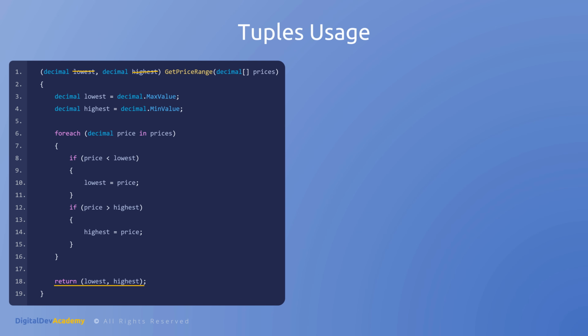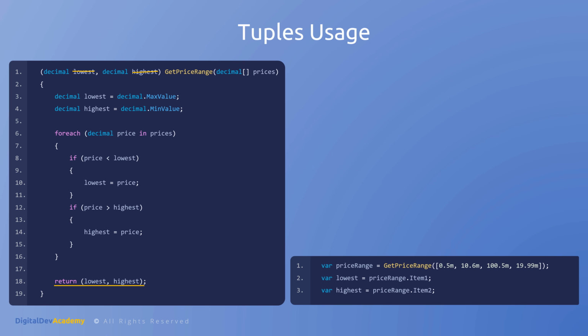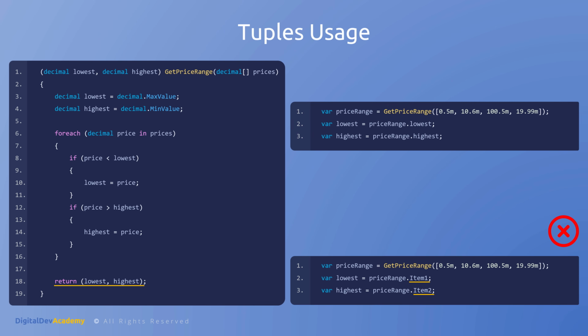Imagine the method returns an unnamed tuple. You can still call the method and get a tuple back, but you'd have to access the values using the built-in generic names Item1, Item2, and so on. As you might have guessed, this is not recommended. Now with named fields, you call the method the same way, but this time you access the values by their actual names, making the code far more readable. This is the recommended approach.